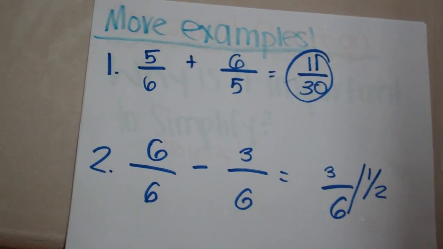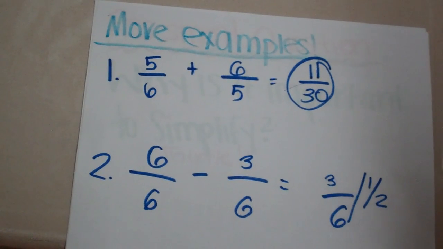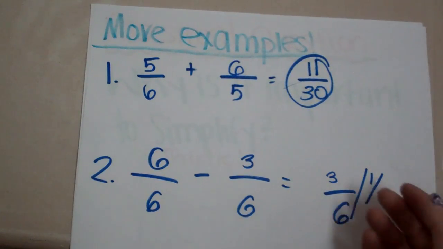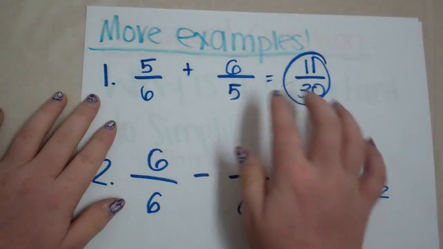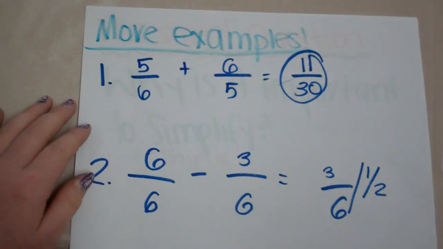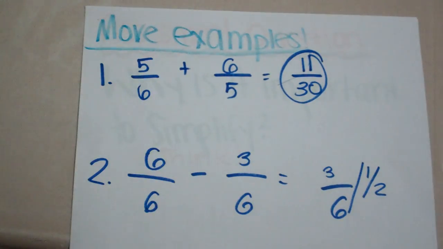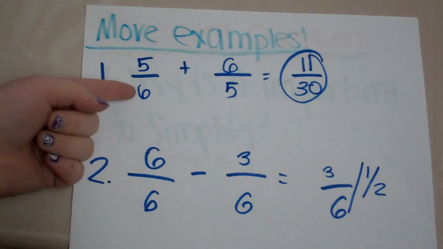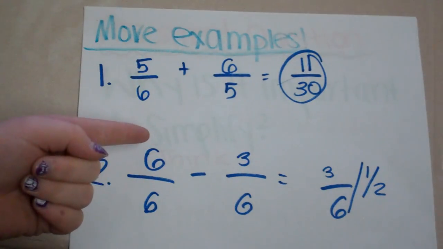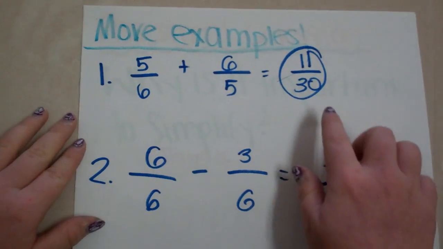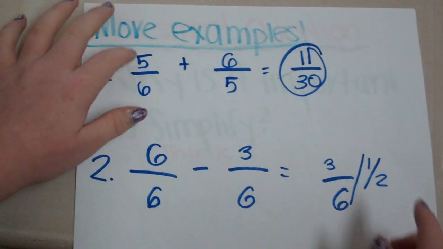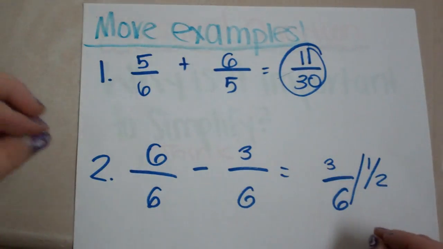More examples. Number 1, 5/6 plus 6/5. Well, you can't do that yet because you have to find the common denominators, and I did it mentally. So 6 and 5, the one they have in common, is going to be 30. So your common denominator will now be 30.